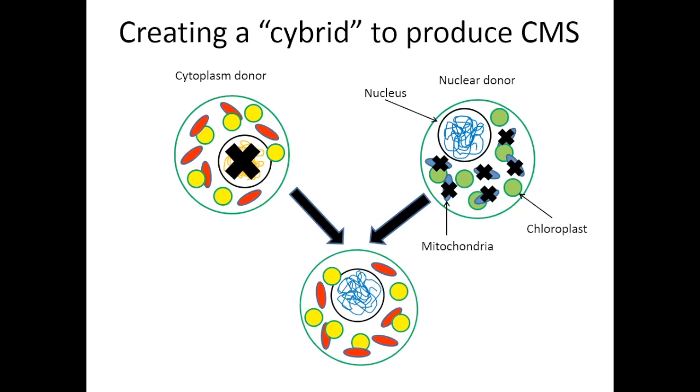Generally, you regenerate a number of different events out of this, and then you select and grow out the plants, and you see which ones are cytoplasmic male sterile.